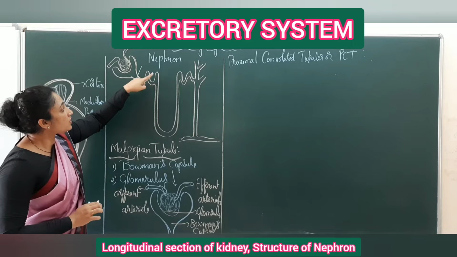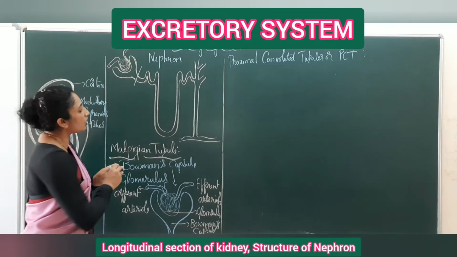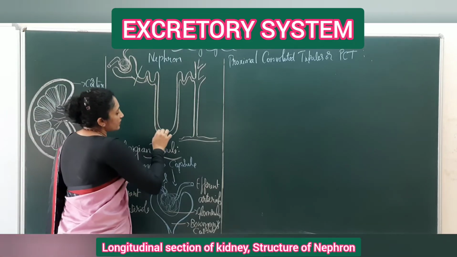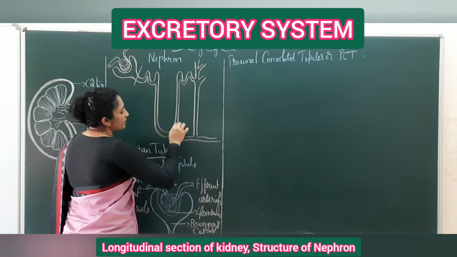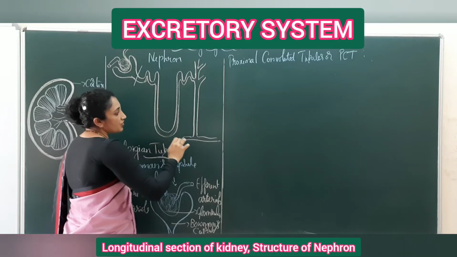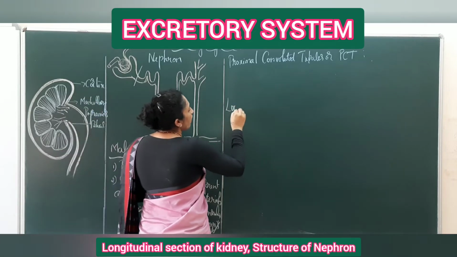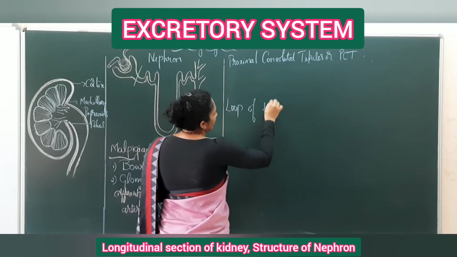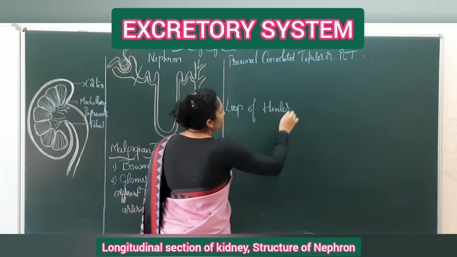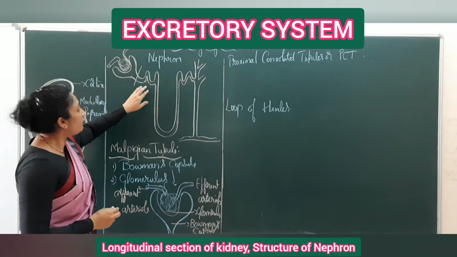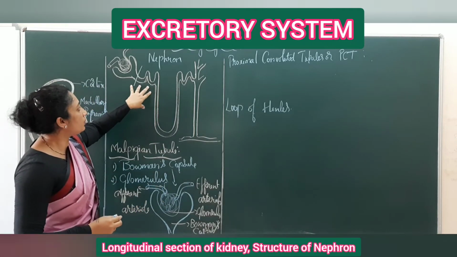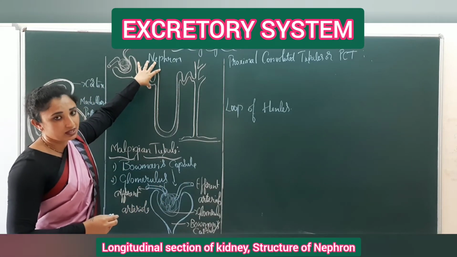tubule. So, proximal convoluted tubule leads to a straight structure which is just bent, a U-shaped structure, and this structure we call the loop of Henle. Loop of Henle. So, when we talk about the proximal convoluted tubule, one question may be asked in this section, that is, why does the kidney have a dotted structure on the cortex?